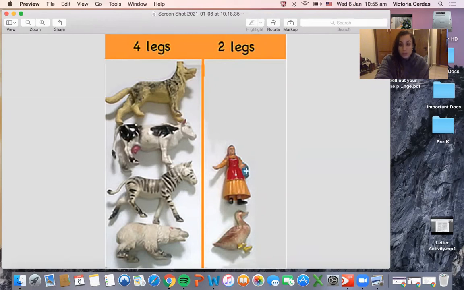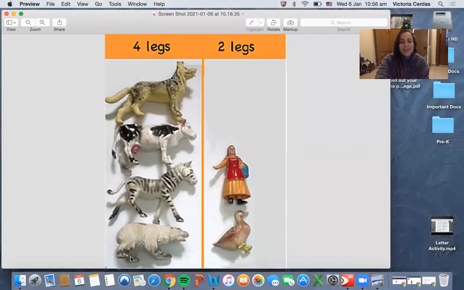Over here we have a person, 2 legs, and then a duck, 2 legs. No, I'm sorry. This is a duck and this is a dog. A dog, a cow, a zebra, and then a bear, a polar bear. They have 4 legs. So we have more animals or people that have 4 legs or 2 legs. You tell me. You see?